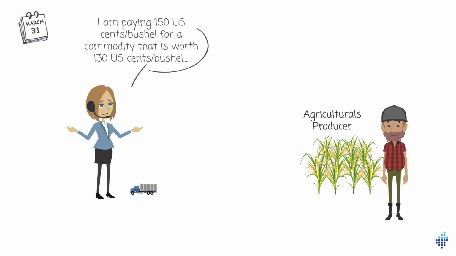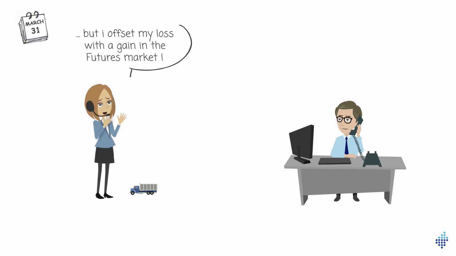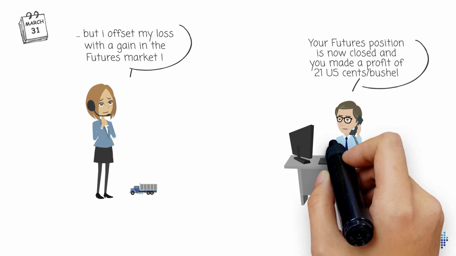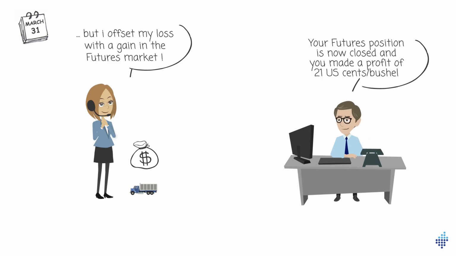But the trader has to pay its supplier 150 US cents per bushel, because the price was fixed on the 2nd of January. But as the trader has hedged its physical commodity position, she receives a profit of 21 US cents per bushel from the settlement of the futures position, that was closed and settled during March.